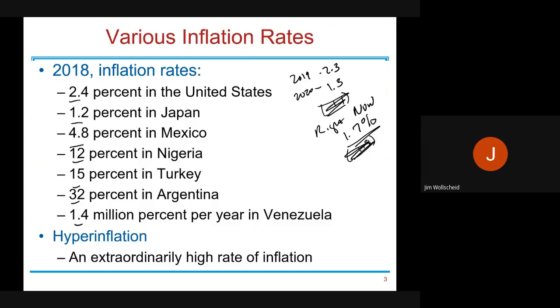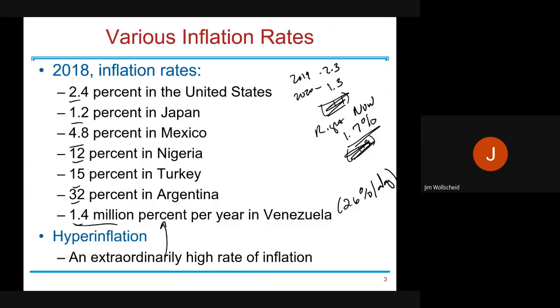Other countries go as such. The big one here is Venezuela. In 2018, it was running 1.4 million% a year. Or if you do it daily, prices were increasing 3% a day, 2.6 to be precise. This is what we call hyperinflation.